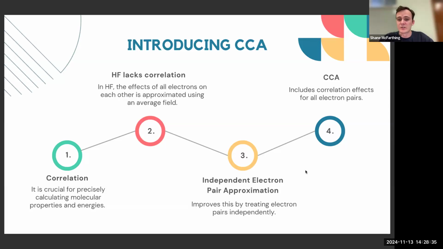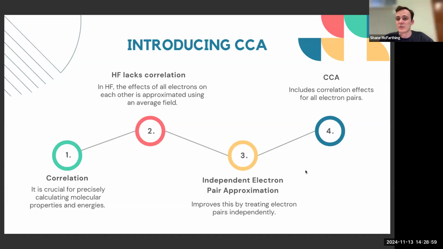So the first thing to consider is an approximation called the independent electron pair approximation, where we try to describe the correlation between two electrons specifically, and we just focus on those two electrons and neglect everything else in the system. We just don't think about it. We treat it as being independent of the pair that we're considering. But that's not very accurate, and there are some issues with it.